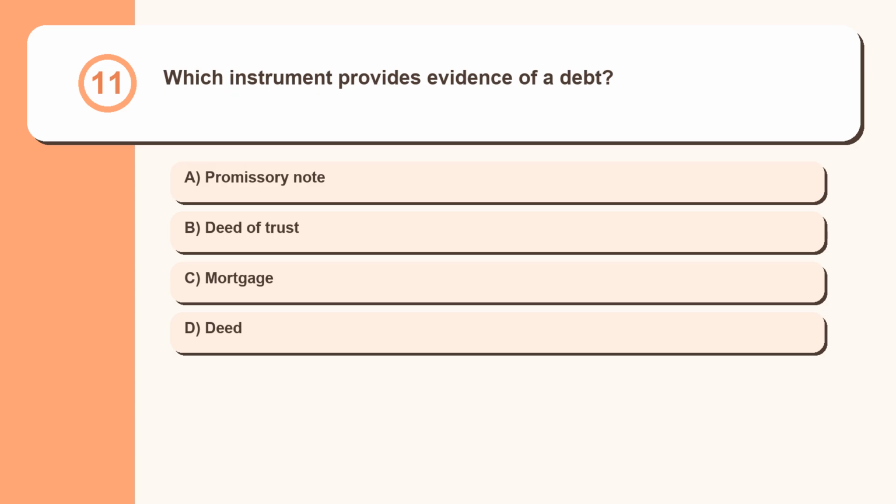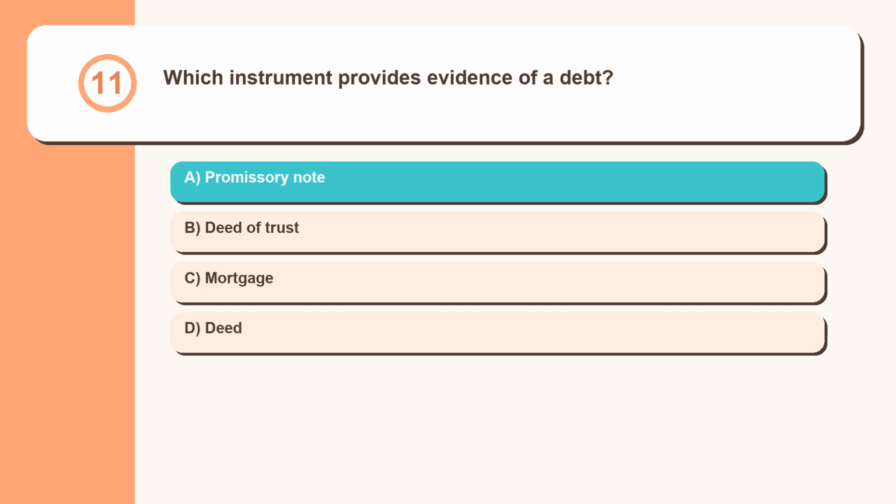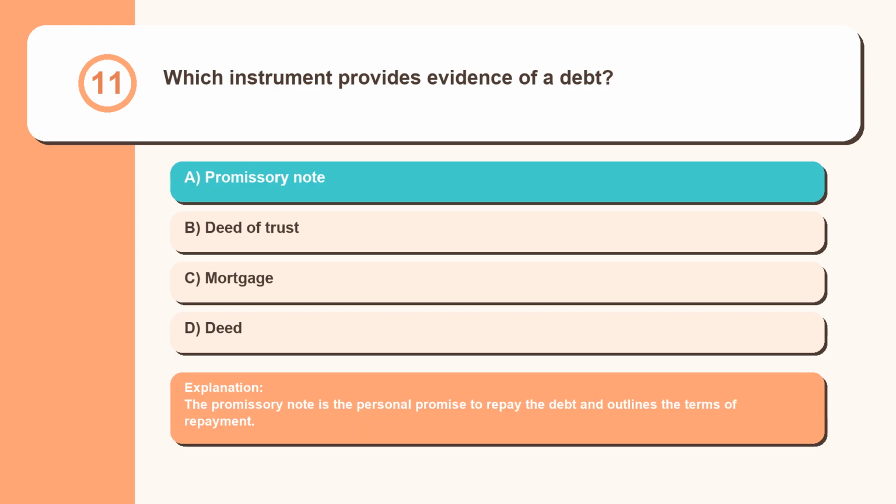Question 11. Which instrument provides evidence of a debt? Promissory note, deed of trust, mortgage, deed? The promissory note is the personal promise to repay the debt and outlines the terms of repayment.